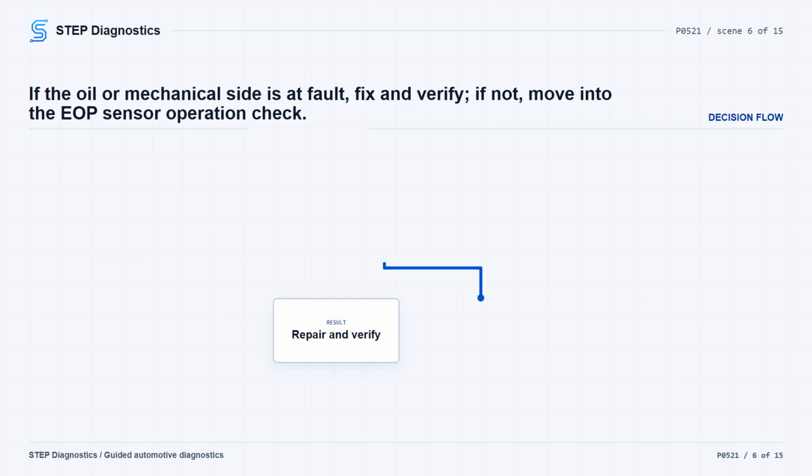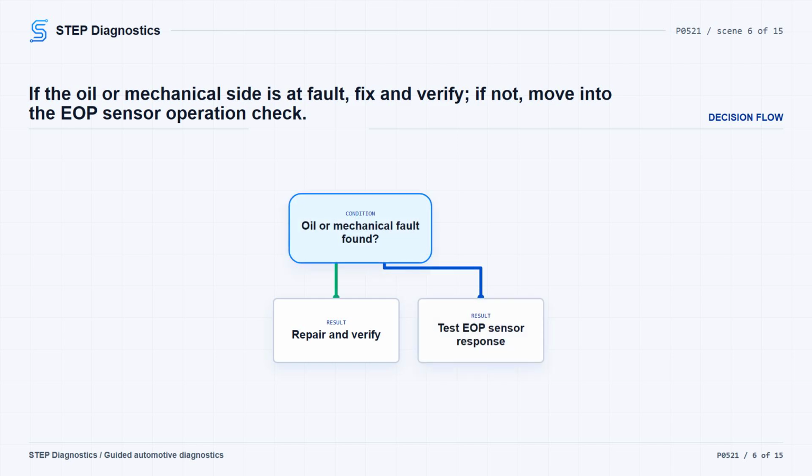If any of those conditions are found, repair as necessary. Then verify the repair and confirm the code stays gone. If none are found, move on to the EOP sensor operation check.